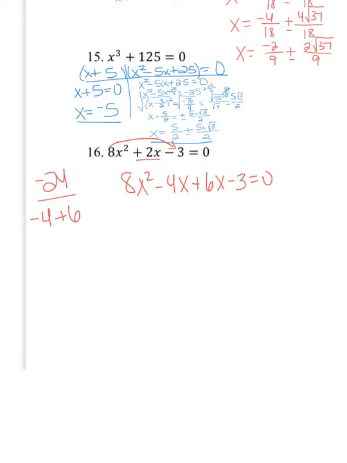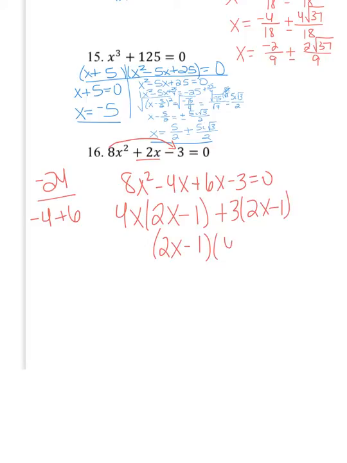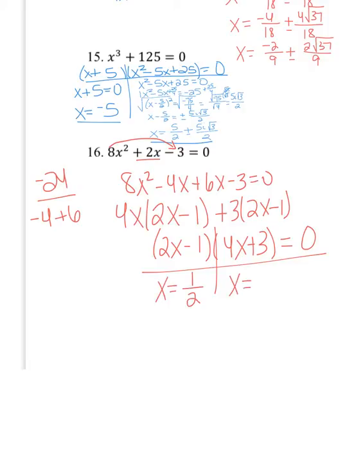So I take out a GCF of 4x. I'm left with 2x minus 1. On the other side, my GCF is 3, and I'm left with 2x minus 1. So this is 2x minus 1 times 4x plus 3 equals 0. Set each of my factors equal to 0 and solve. On this one, I get x equals positive 1 over 2. The other one, x equals negative 3 over 4.